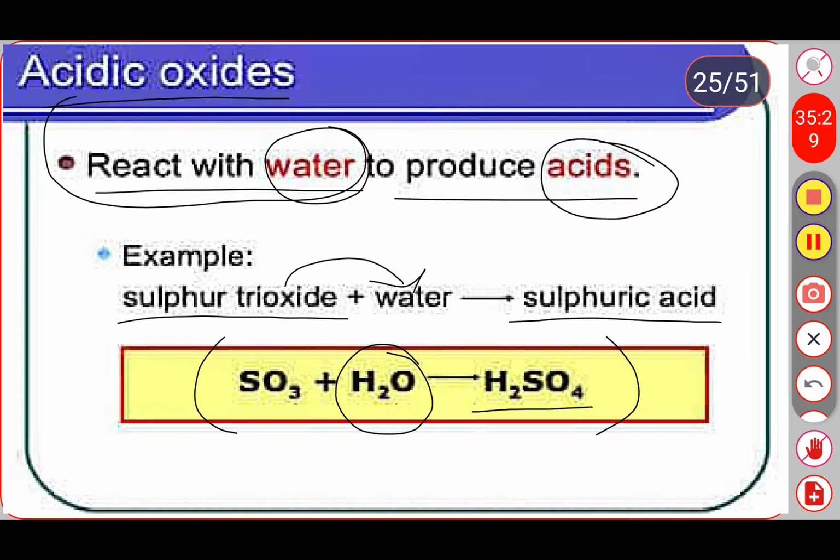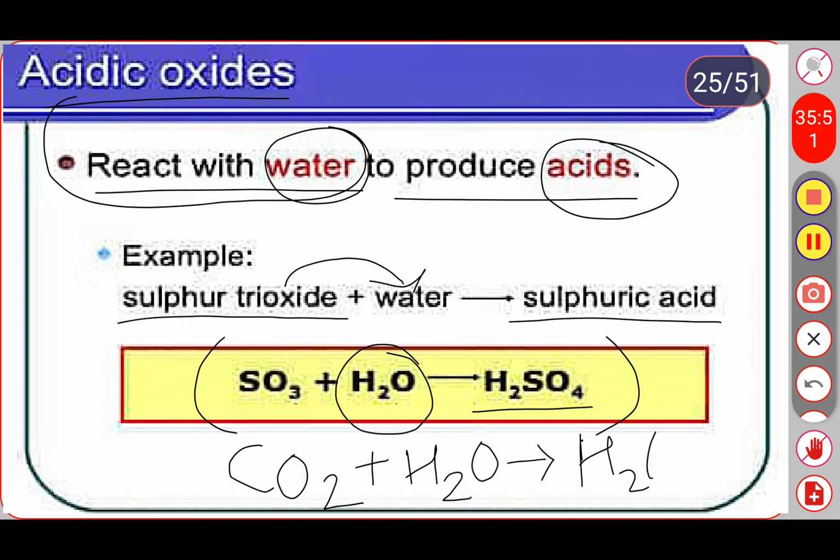Similarly, we have one more example, that is carbon dioxide. When carbon dioxide is dissolved in water, it forms H2CO3. H2CO3 means carbonic acid. When carbon dioxide is dissolved in water, it produces carbonic acid. So this is also an example of the formation of an acid by the direct dissolving of acidic oxides.